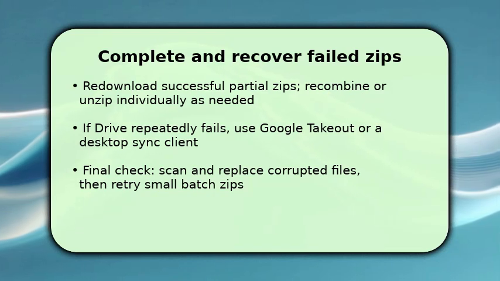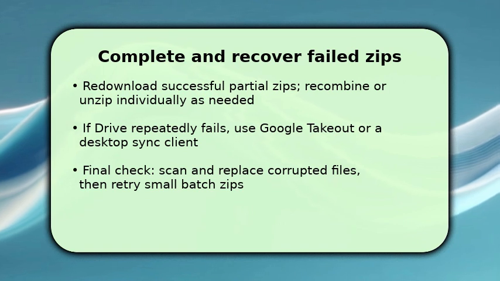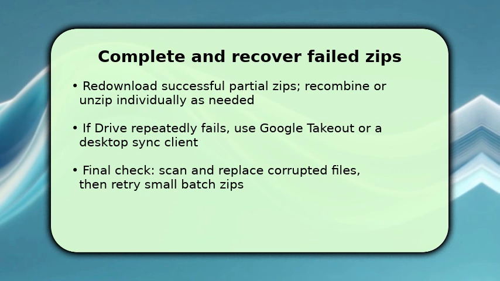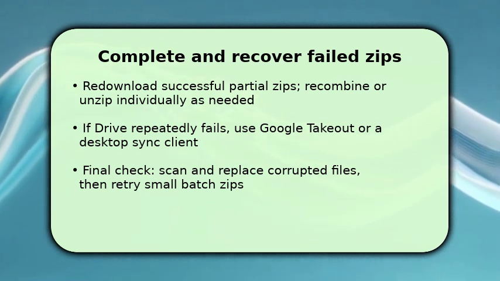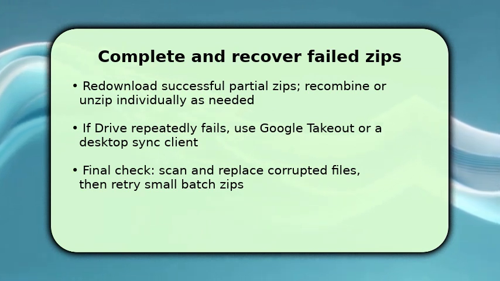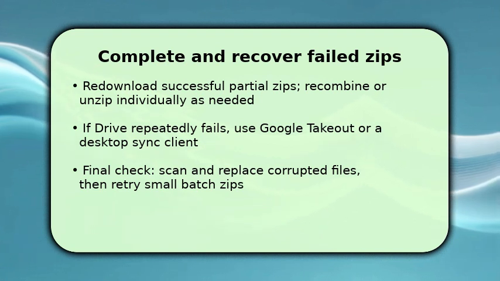Finally, complete or recover the process by downloading any partial zip files that succeeded and unzipping them locally to salvage data. If Drive continues to fail, switch to Google Takeout for a more robust export, or use the Backup and Sync or Drive for desktop client to sync then compress locally. Make sure to scan for any corrupted or locked files and replace them before retrying.